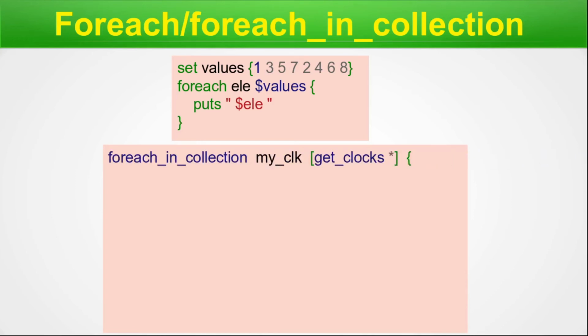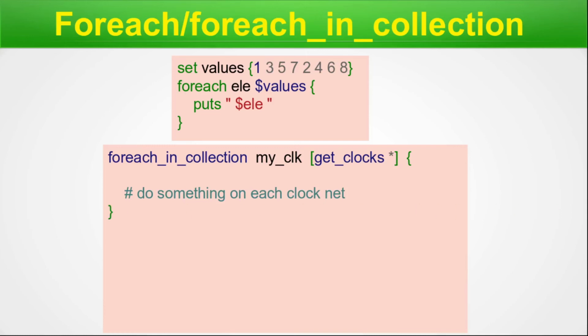Now for foreach_in_collection, my_clk, get_clocks, and within the rectangular brackets we write get_clocks star. So it will fetch all the clock objects and create a temporary collection, and foreach_in_collection will operate on that unnamed collection. Here we can do something on each clock net, as my_clk each time will contain each clock net name. So this is how it is different.